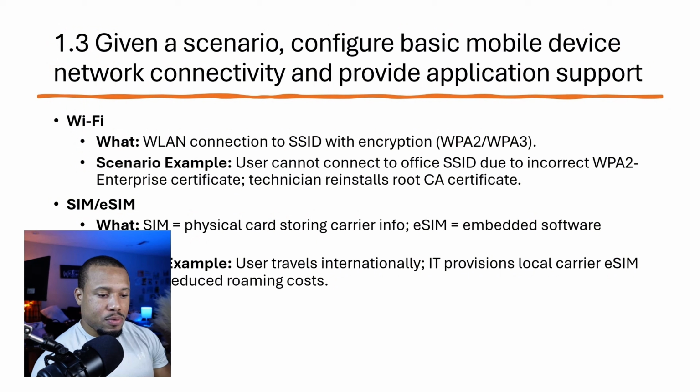SIM cards and eSIMs provide carrier information for cellular service. A SIM is a physical card, while an eSIM is an embedded software version that can be provisioned remotely. For example, when a user travels internationally, IT may set up a local carrier eSIM profile to avoid expensive roaming charges. The key point is that Wi-Fi provides local wireless access, while SIMs and eSIMs connect users to carrier networks for mobile communication and data.